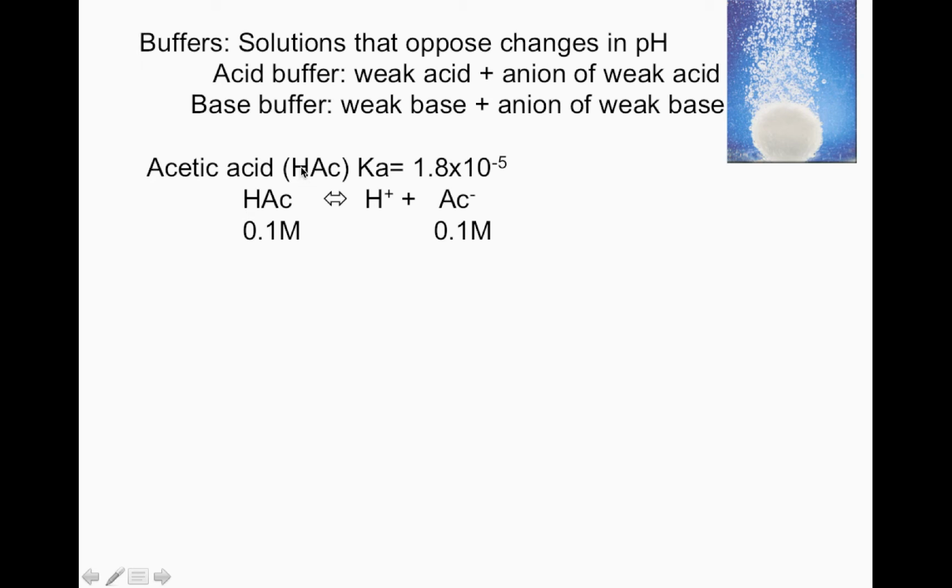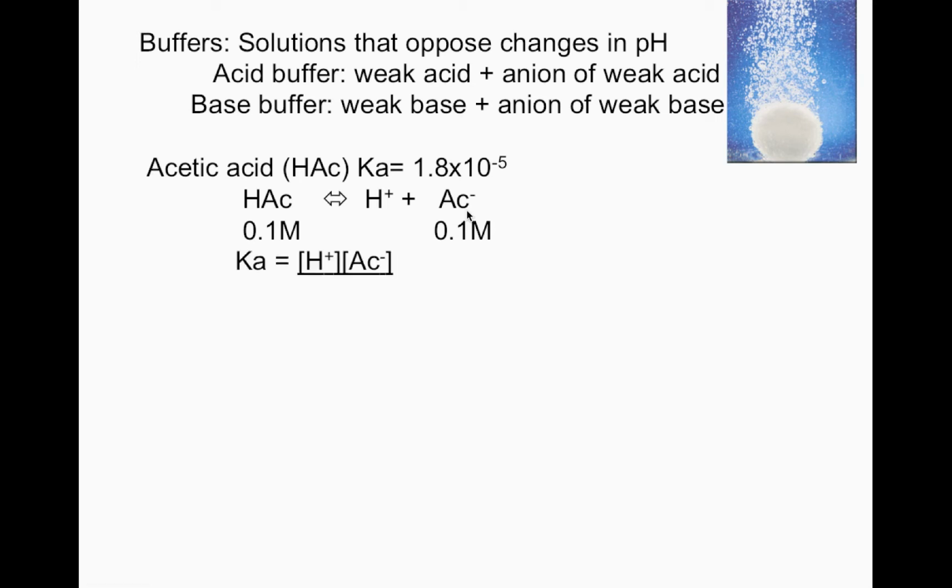If I just started with the acetic acid itself, I'd have very little acetate, and so it couldn't go to the left very well. So it wouldn't really be much of a buffer system. So that's an example here. Here's the weak acid, and here's the anion of the weak acid. We would add that from a salt like sodium acetate.